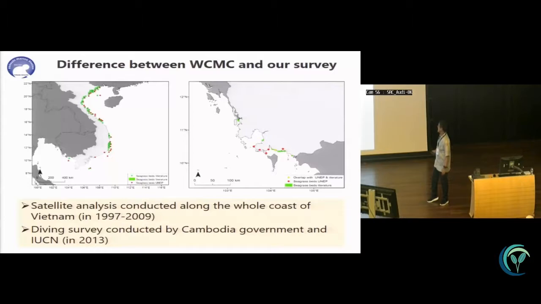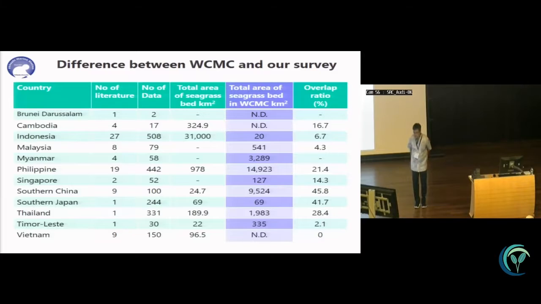The same thing applies to Cambodia. There was also a thorough survey conducted by the Cambodian government and IUCN in 2013. It actually covered the area, and it is polygon data showing the exact location.